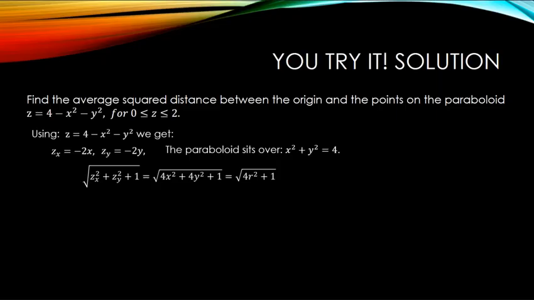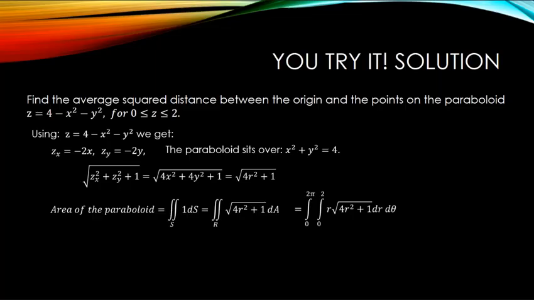The area of my paraboloid is given by the double integral over s of 1 ds, which is equal to the double integral over R of the square root of 4r squared plus 1 dA. I can write this as an iterated integral, the integral from 0 to 2 pi of the integral from 0 to 2 of r times the square root of 4r squared plus 1 dr d theta.